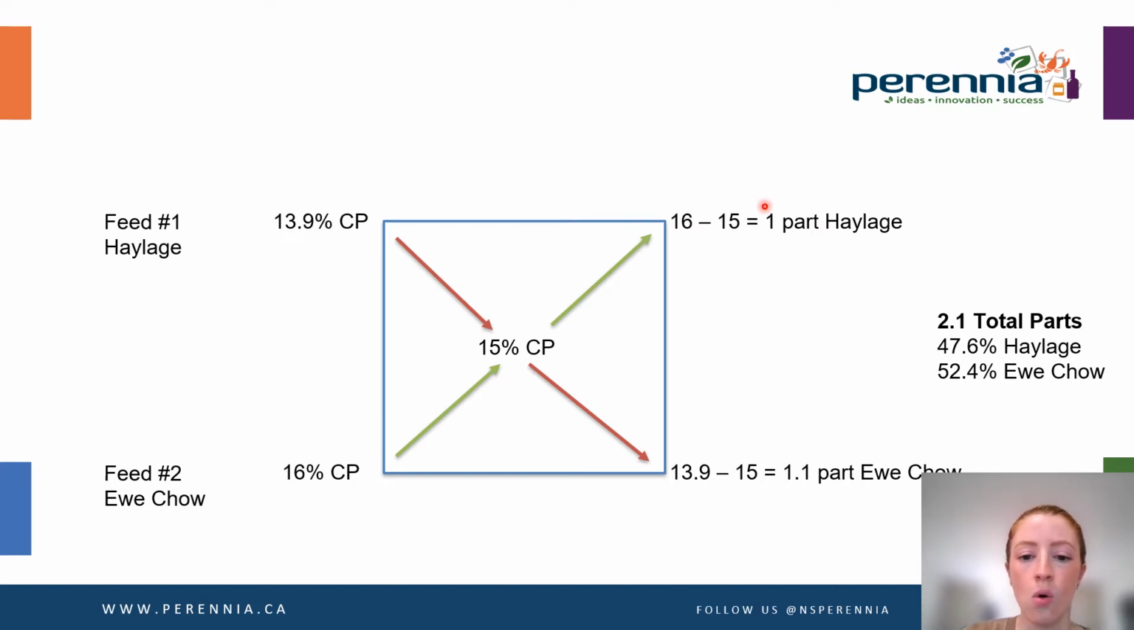So I've got 1 part haylage to 1.1 part ewe chow will give me a diet that has 15% crude protein. So I'm going to add 1.1 plus 1 to give me 2.1 total parts. And then with this, I can calculate the exact percentage of the diets that will give me this. So 47.6% haylage with 52.4% ewe chow will give me a diet that's 15% crude protein.